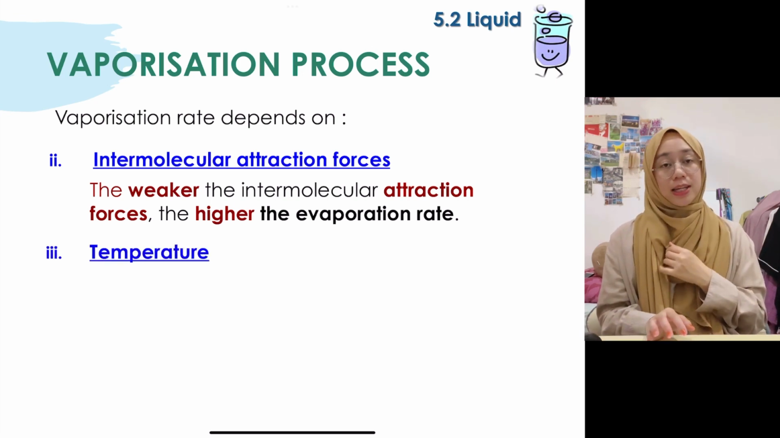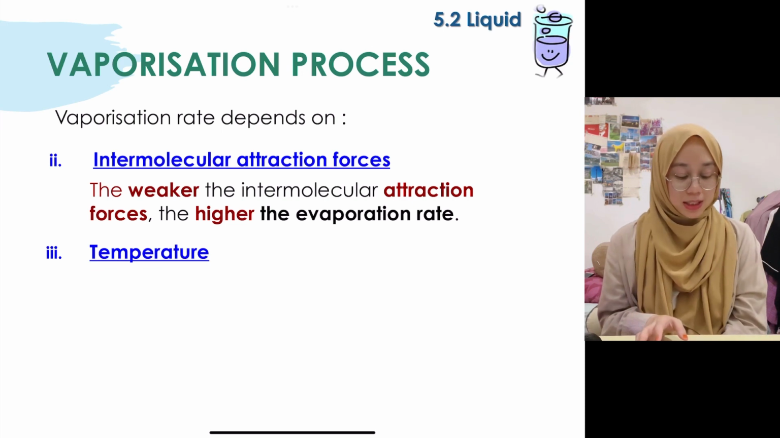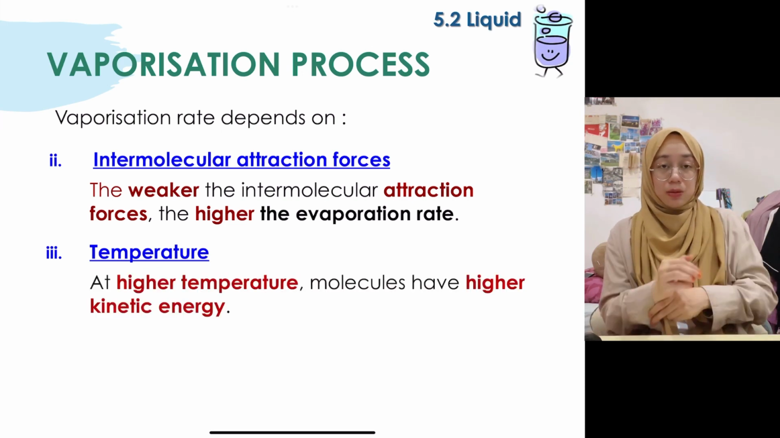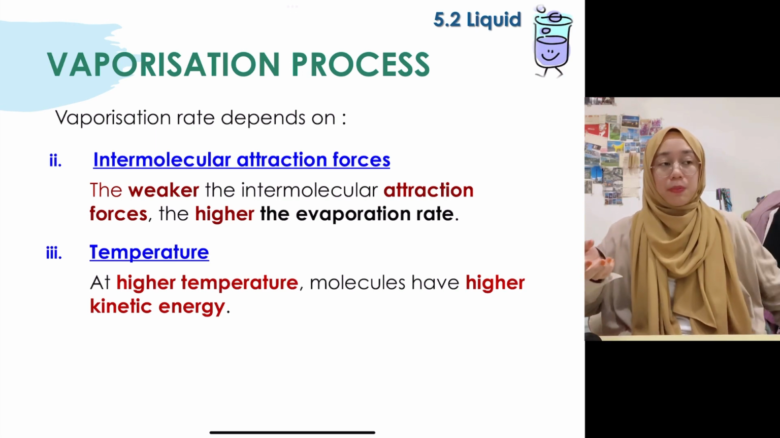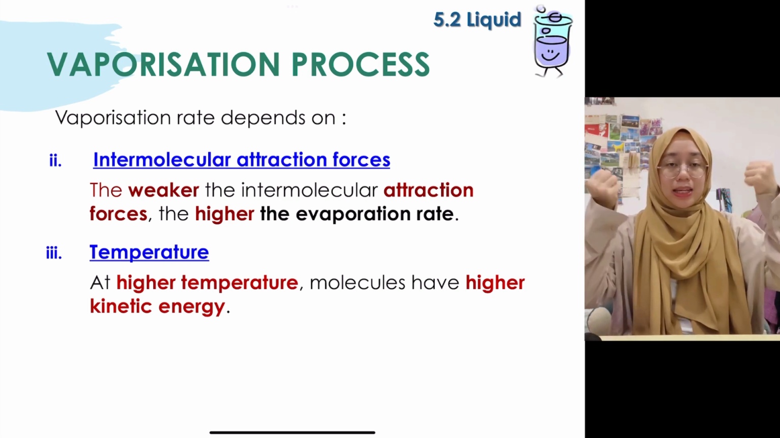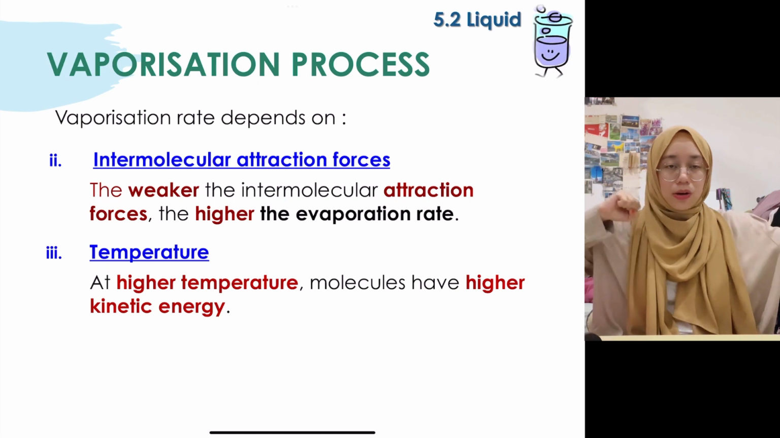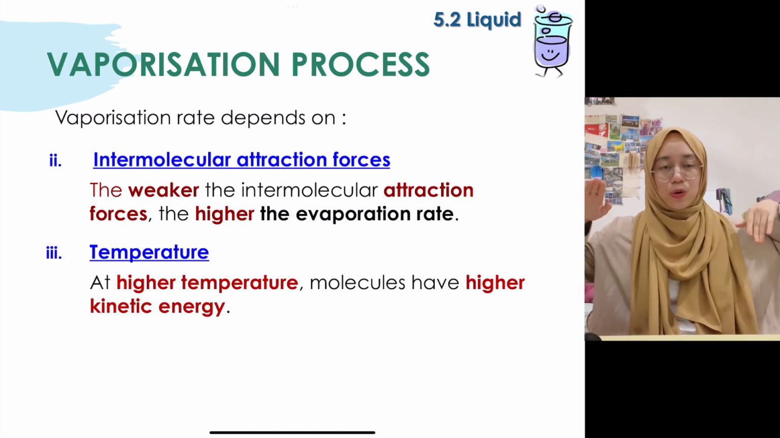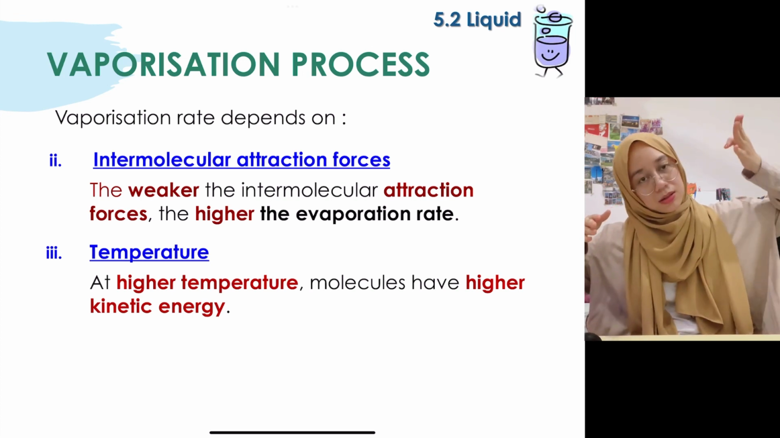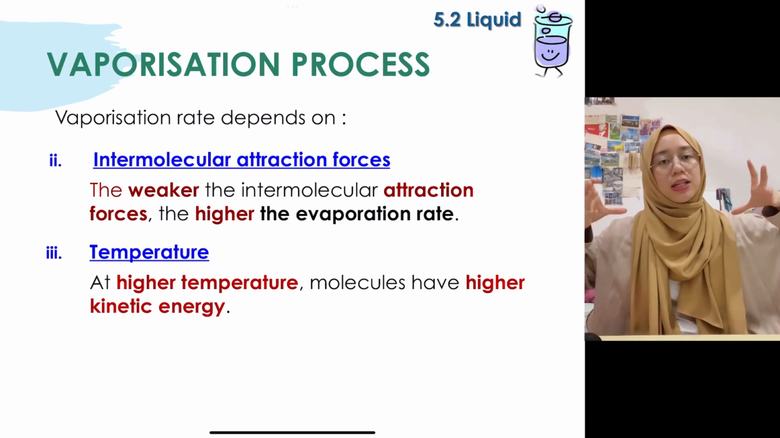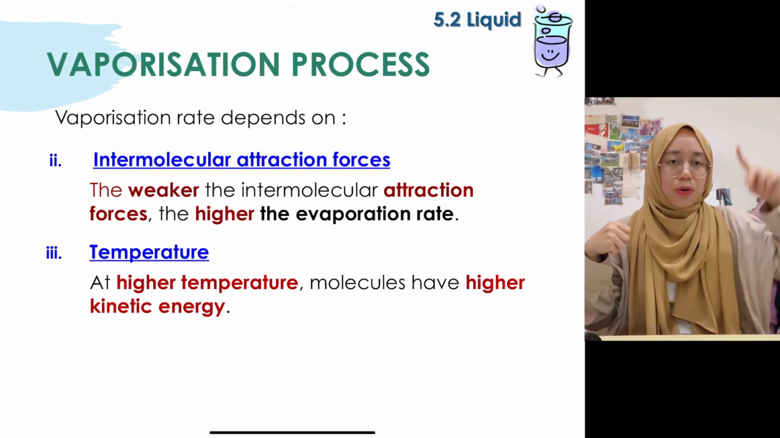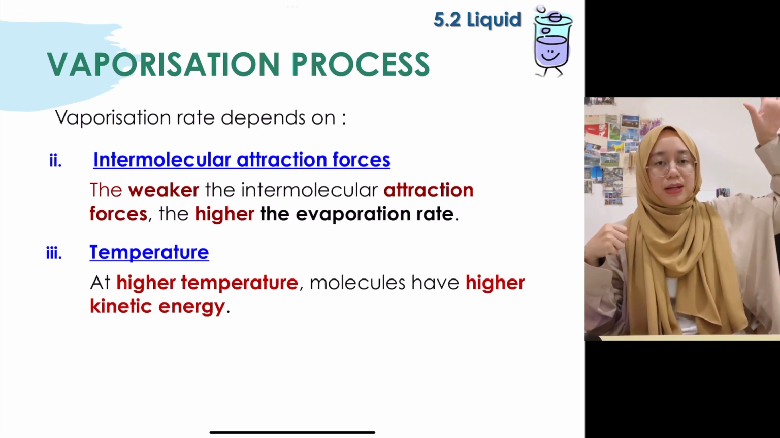Okay, so yang ketiga ada kaitan dengan temperature. So this is the last one lah. So at a higher temperature, the molecules have high kinetic energy sebab dia gain energy kan. Bila ada temperature, so dia akan gain energy, so dia start moving around faster. So bila dia moving around faster, so dia akan boleh overcome the kinetic energy yang holds the liquid particles together. So dia akan lompat naik atas, dia jadi vapor.